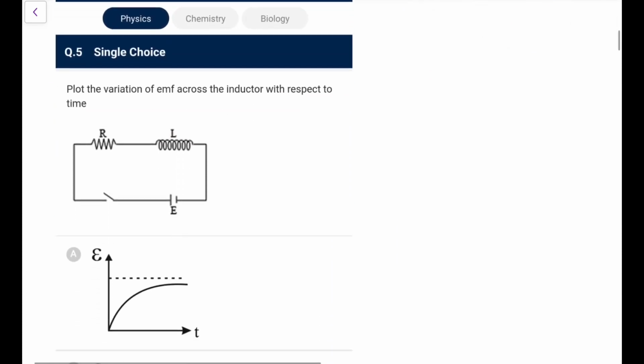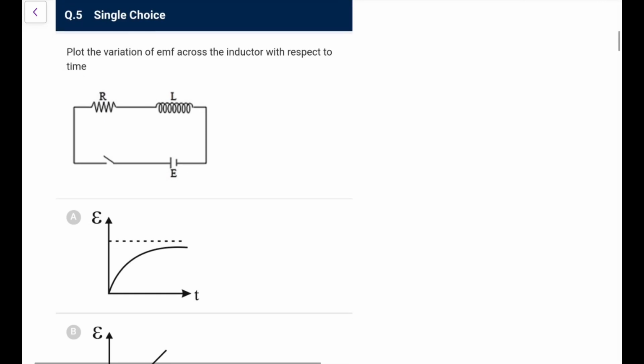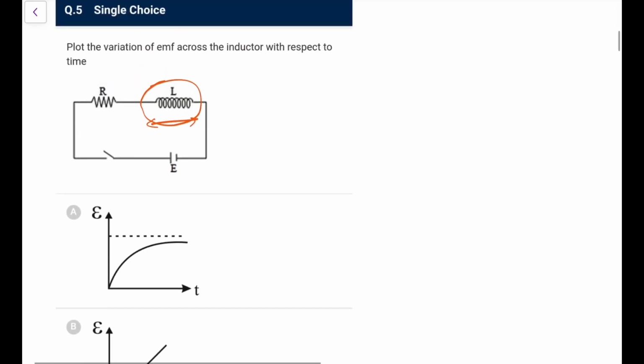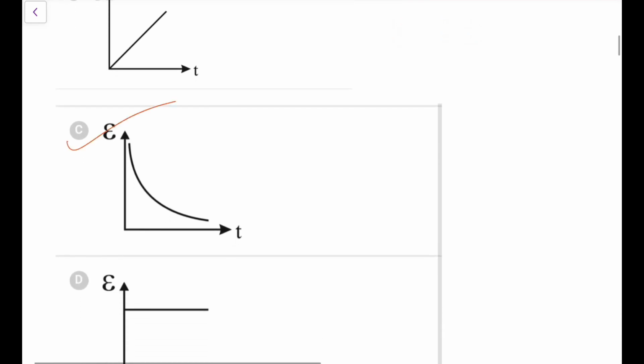Now going ahead, plot the variation of EMF across the inductor with respect to time. So what happens across the inductor? Initially, the inductor doesn't allow any current to flow, so a complete drop will be there, and virtually it will become a wire. So it should decrease exponentially. We know the formula, I is equal to I naught e to the power minus tR by L. So VR I can find out, it would be like this. So VL would be E minus VR. So it would be an exponentially decreasing curve. So it is going to be C.